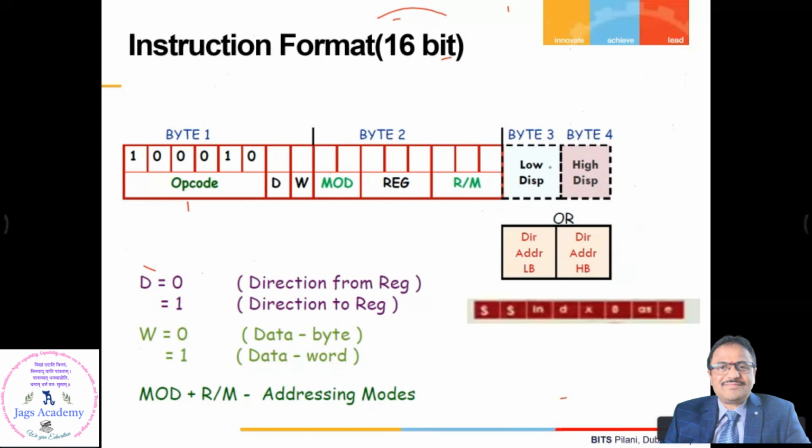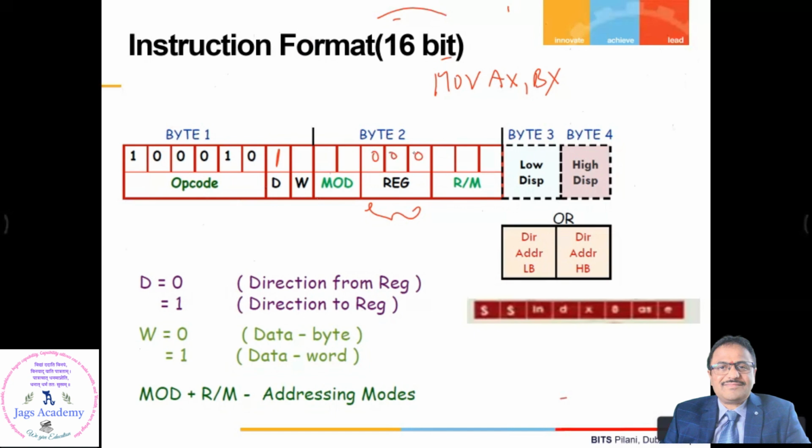For the same example, if you consider D equal to 1, can you do this now? Suppose D is equal to 1. Your instruction is move AX comma BX. If I consider 1, what's the meaning of that? Direction to the register. Immediately, which register are you supposed to put here? AX. See the table. Come on, which register?